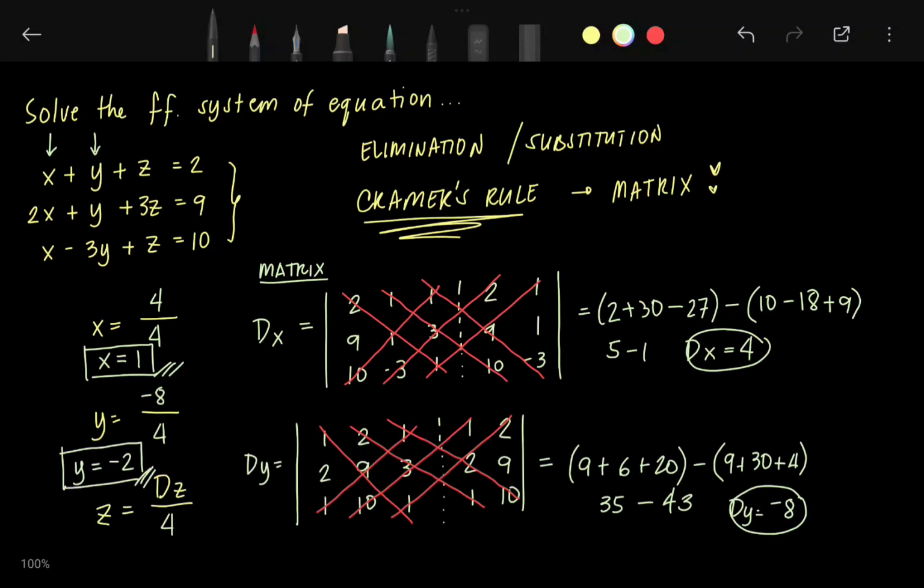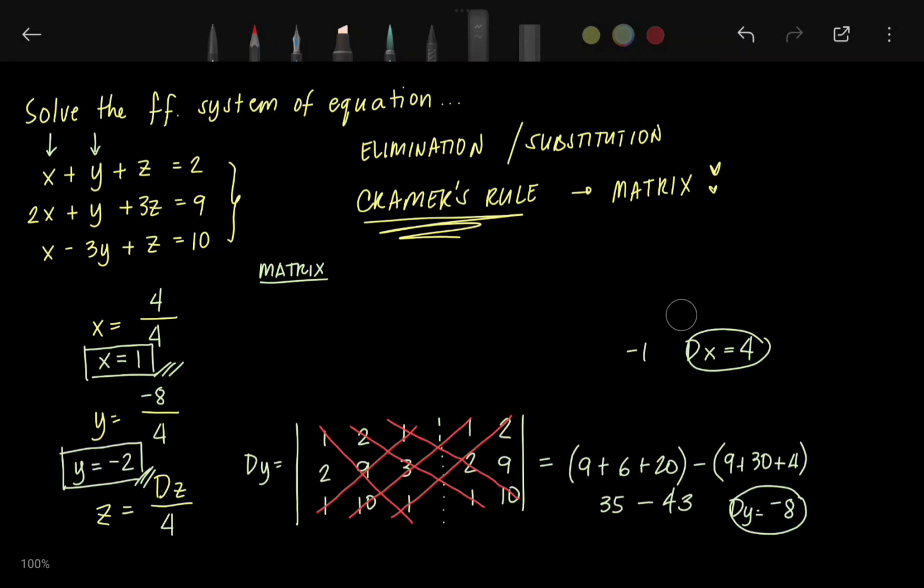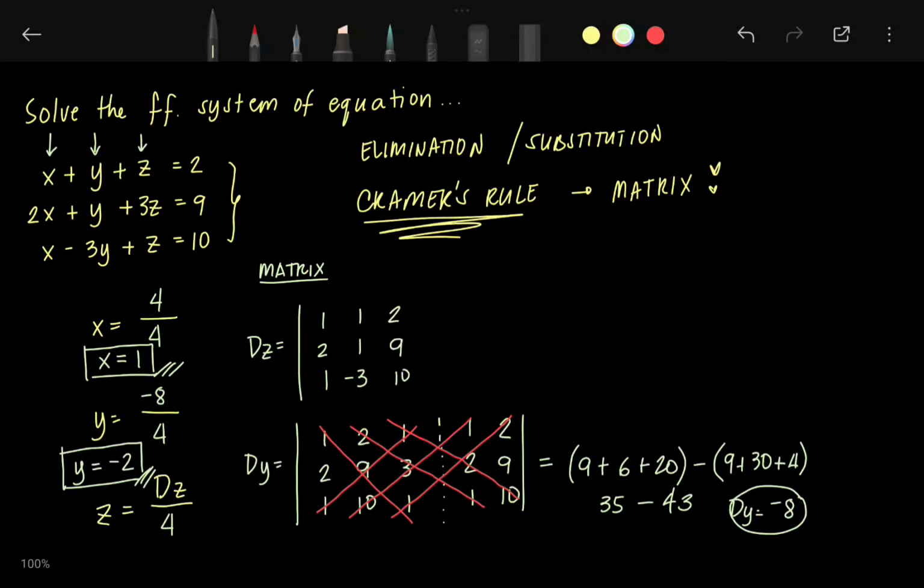We have a solution for y. So, last is dz. So, we replace this with dz. Let's bring back the coefficients of x, 1, 2, 1. The coefficients of y, 1, 1, negative 3. Here, our replacement, 2, 9, 10. And then, dotted line, 1, 2, 1, 1, 1, negative 3.